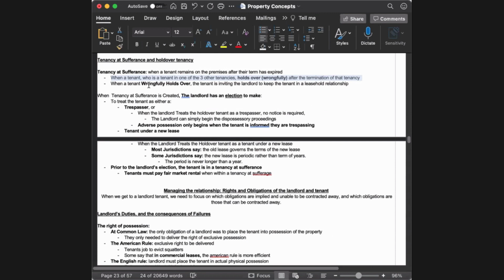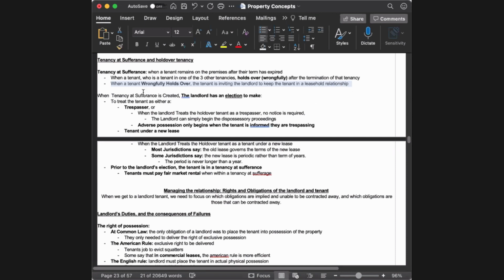And we'll talk a little bit more about why the landlord can't just kick in the front door and literally throw somebody out. This can be a real problem for landlords where somebody holds over and doesn't leave. And there are certain ways that we go about handling this. When a tenant wrongfully holds over, the tenant is inviting the landlord to keep the tenant in a leasehold relationship.